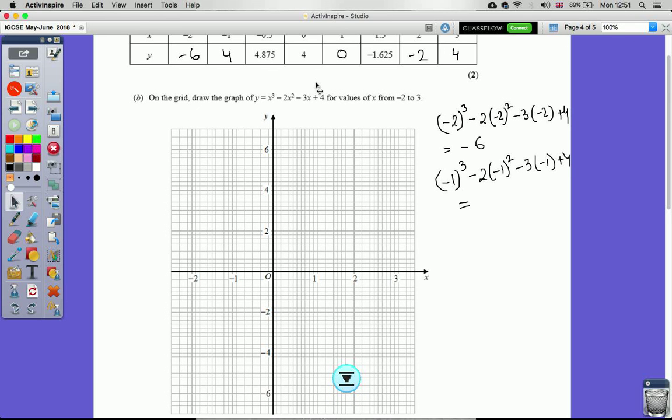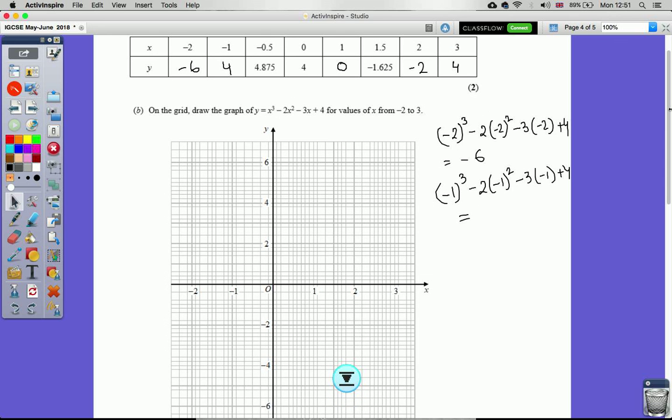Okay. So minus 2 and minus 6, that's my first point there. Minus 1 and 4, minus 1 and 4. Then 0, minus 0.5 and 4.875. Minus 0.5 is in between, 4.875, it would be here.